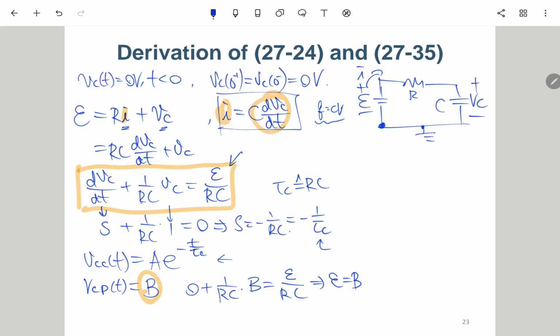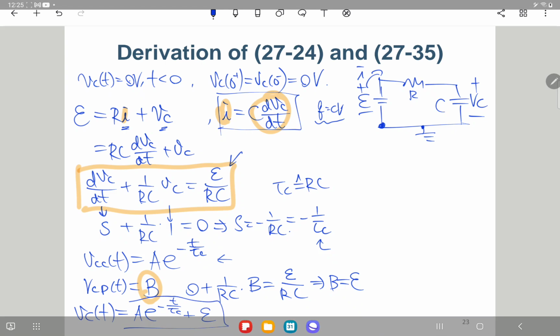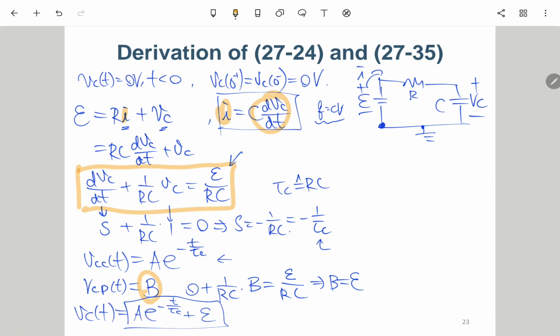Okay, and then what? And then we have, I mean B equals E. So in that case, VC(t) will be A times exponential to negative t over tau C, plus E. Okay, so this is the complete solution, but we still have this initial condition.